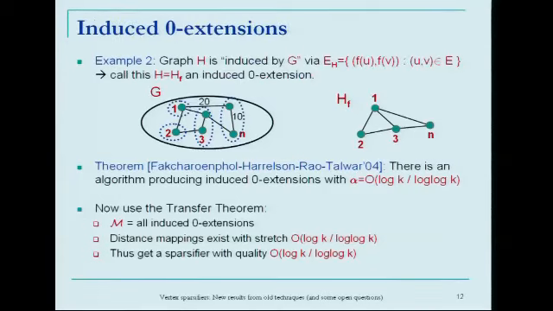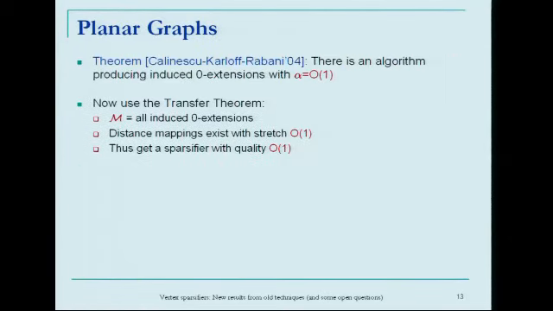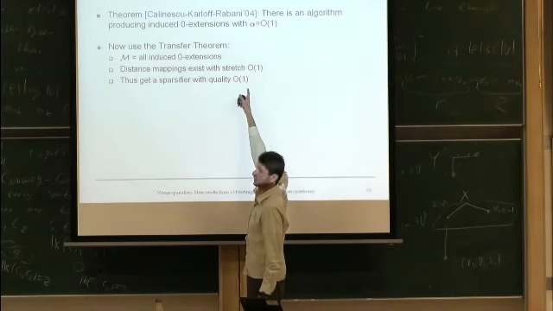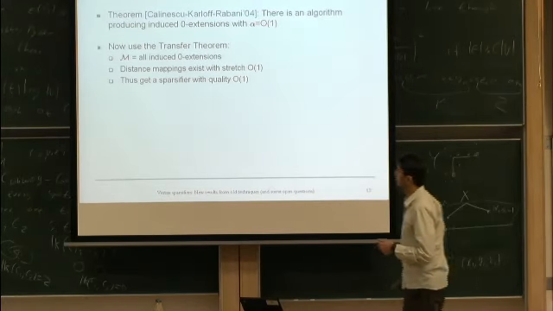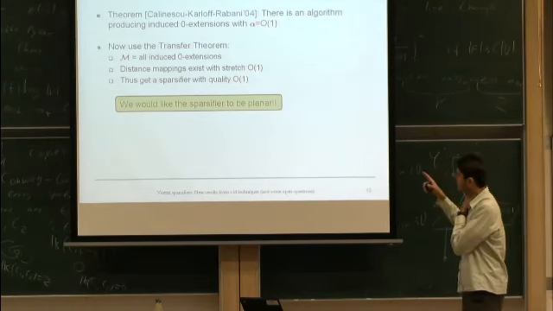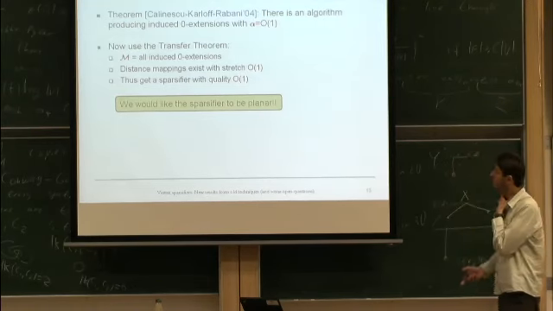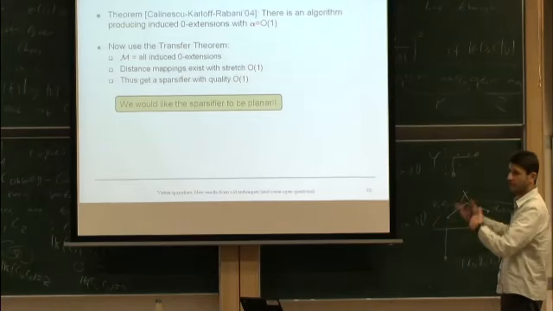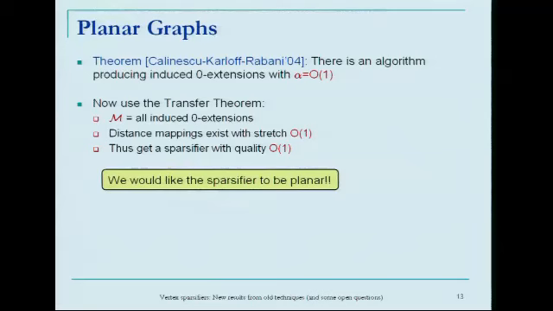What happens if the graph is planar? Okay, this was for general graphs. If the graph is planar, we can similarly use the theorem of Calinescu-Karloff-Rabani, that there is an algorithm producing a zero extension with alpha equal to a constant, with constant expected stretch. Again, we use the transfer theorem, we get a sparsifier with constant quality, and we can make everything algorithmic. Okay, now here comes a question which I think is very interesting: if you do this, would you get a sparsifier which is planar? We would like it to be planar, right? We start with a planar graph G, we do this transformation, and we get a sparsifier H, and oh my God, it could be much more complicated than G.